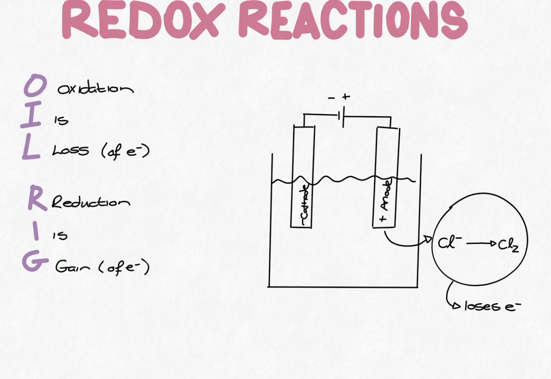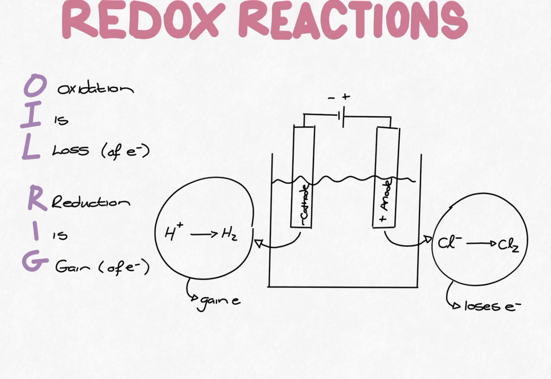Now, the cathode is negatively charged, which means that positively charged ions would be attracted to it. A good example of this is hydrogen. Now, when hydrogen comes into contact with the cathode, it will gain electrons to become neutral. Now, 2 electrons are gained because we need 2 electrons to form hydrogen gas. So at the anode, where negative ions lose electrons, oxidation takes place, and at the cathode, where ions gain electrons, reduction takes place.